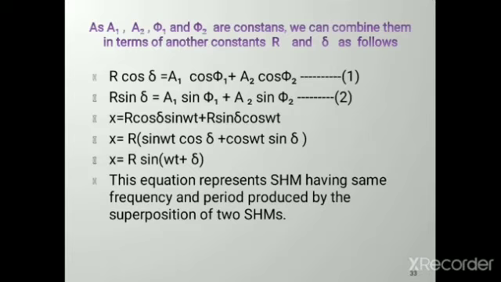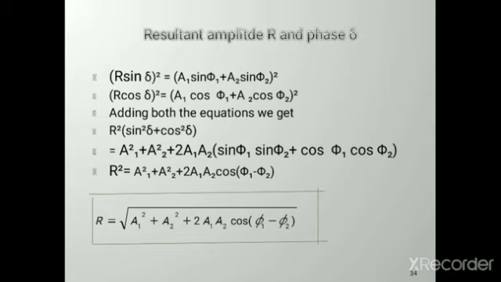This equation represents SHM having the same frequency and period, produced by superposition of two SHMs. In this equation, R is the resultant amplitude of SHM, while delta is the resultant phase of the combined SHM. Let us find out the values of amplitude and delta.